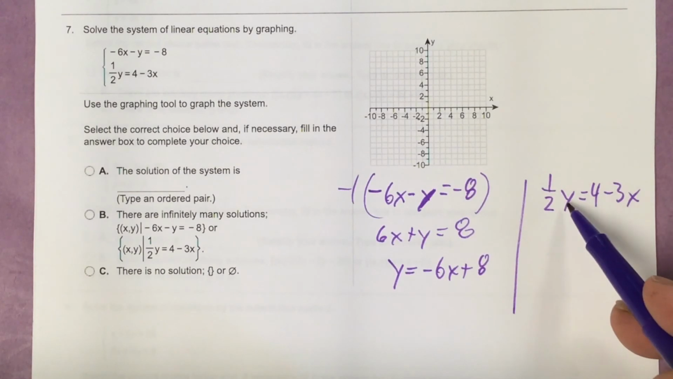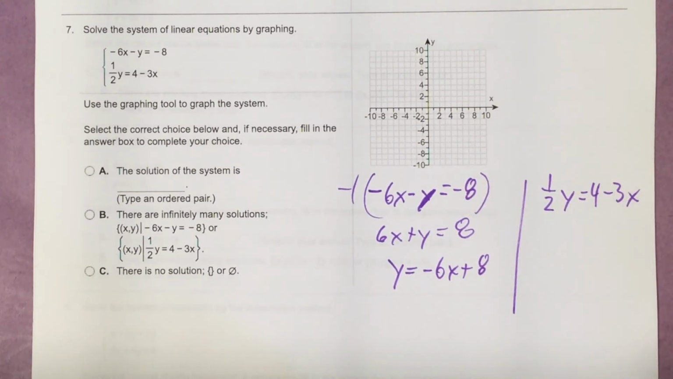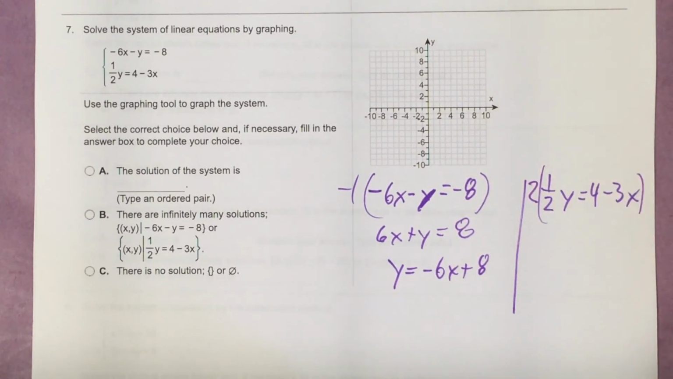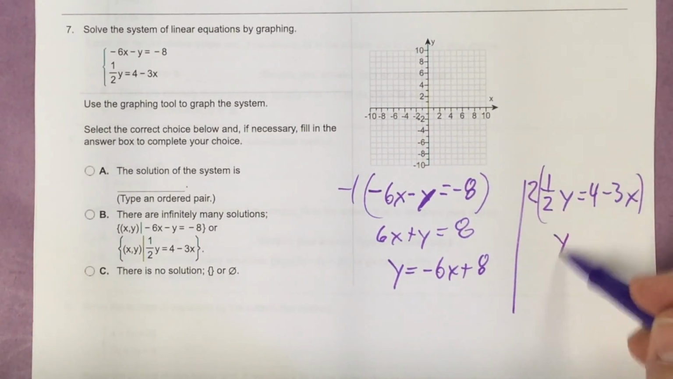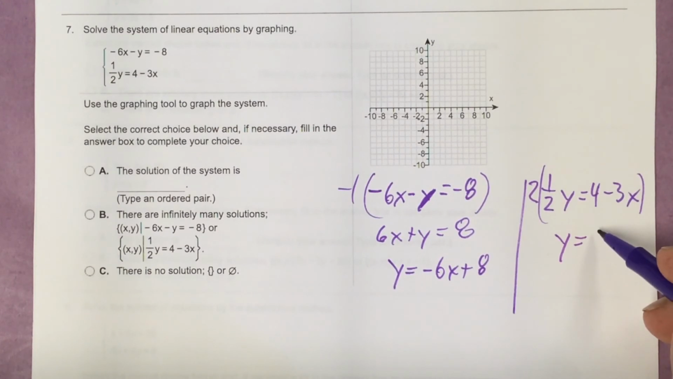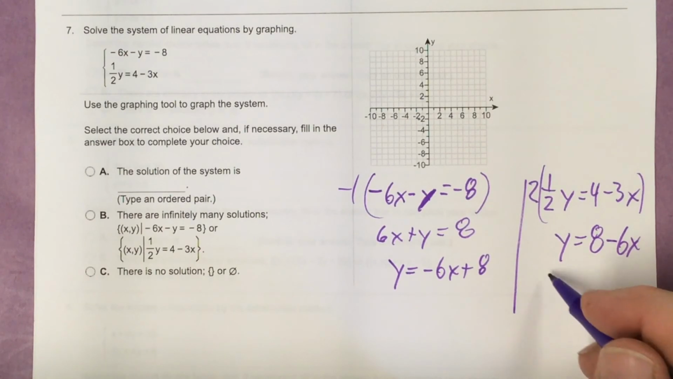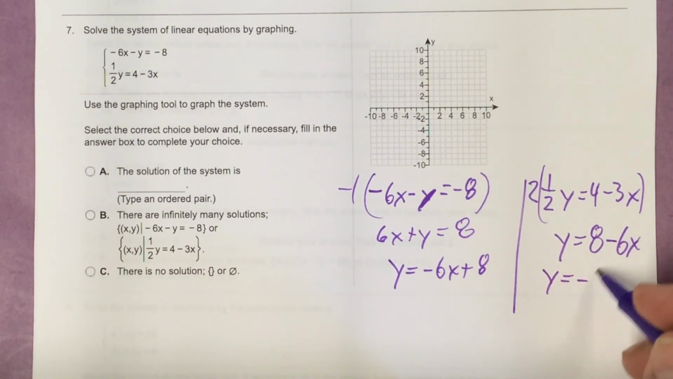In this other equation, we have 1/2 y, but we don't want 1/2 y. We want just y. So I'm going to multiply everything by 2. 2 times 1/2 is just 1. 2 times 4 is going to be 8. And then 2 times -3x will be -6x. Now, if you're looking at this, you may say there's something a little off. The only thing that's off is it's not written with the slope first and the y-intercept second. It's written with the y-intercept first and then the slope. So you can just rearrange things to make this -6x plus 8.